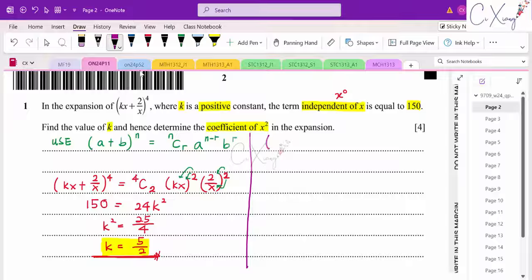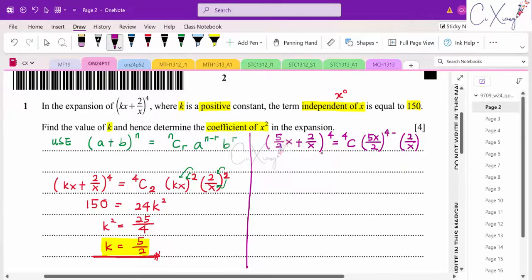So now our k is 5 over 2, by what we calculated just now. So 5 over 2x, then plus 2 over x, power 4. So I have to ask myself, 4C something, a number that I need to decide later. Then I have 5x over 2, power something, power 4 minus r. And then we have 2 over x, power r. And we need to decide what the value for r is here. Then for our question, they want us to find the coefficient of x squared.